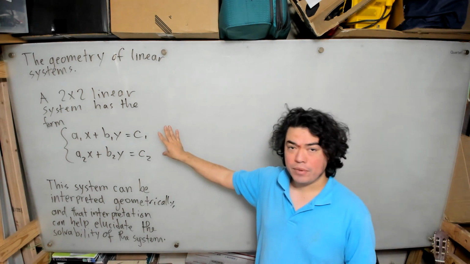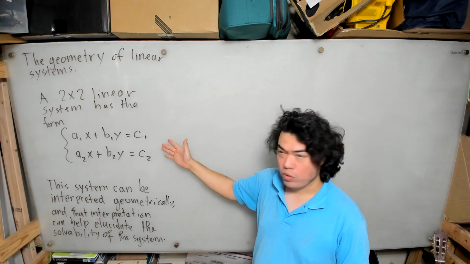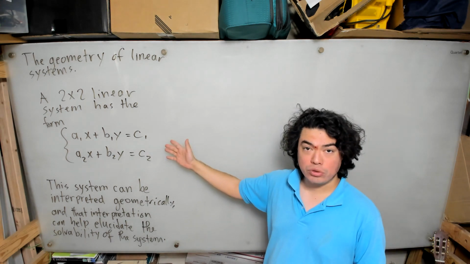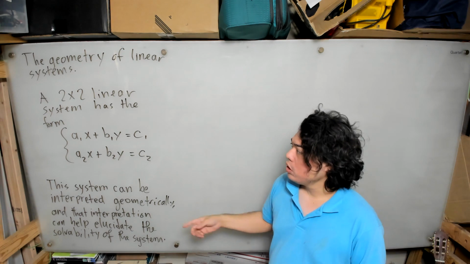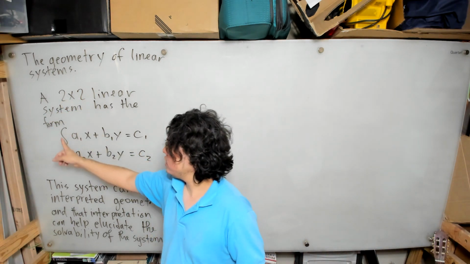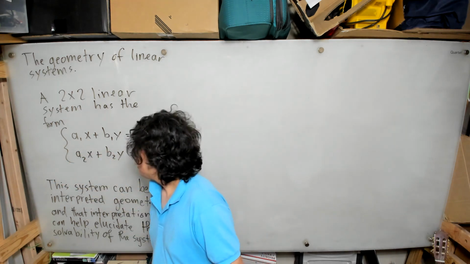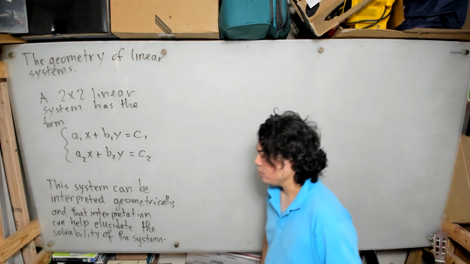So this thing is called a system of linear equations. It's in fact a 2 by 2 system. Why 2 by 2? Because it's two equations in two unknowns. In this case, the equation 1, the equation 2, and the two unknowns are x and y. And that's why it's called a 2 by 2 linear system.